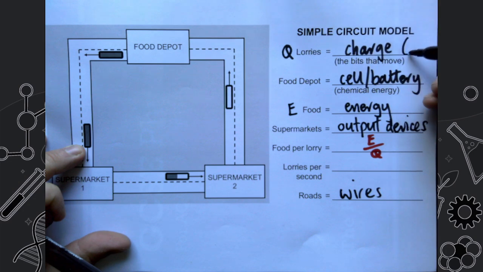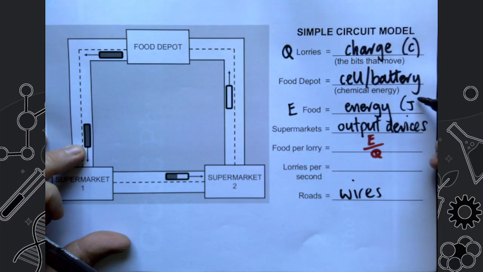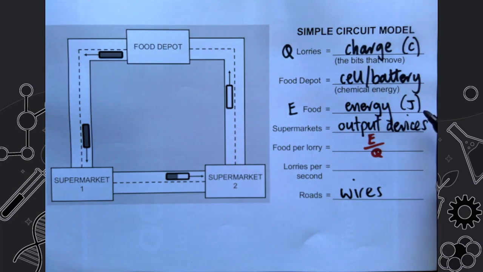This is measured in coulombs. This is measured in joules. Now, my pupils often mock me because I say J for joules. In Scotland, we say G, H, I, J, K, L, M. But in England, apparently, it's J. Okay, that's why I failed in my career as a DJ in England.